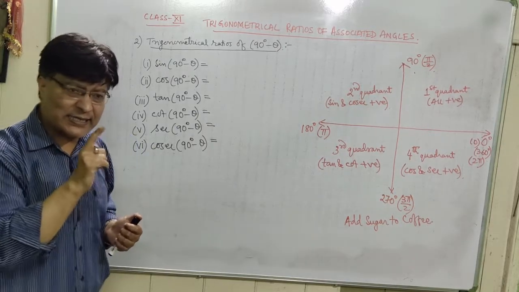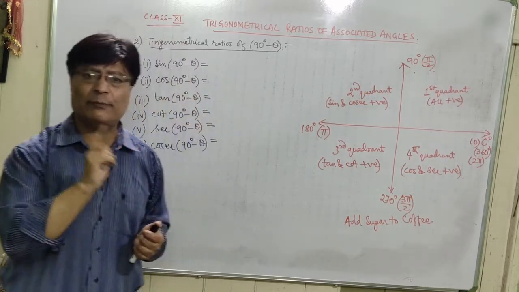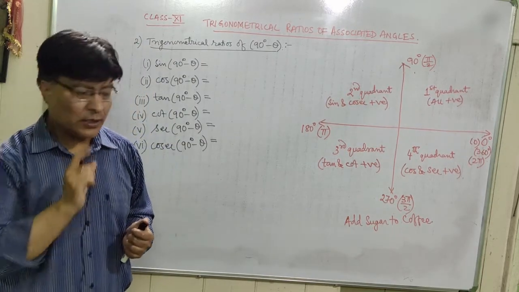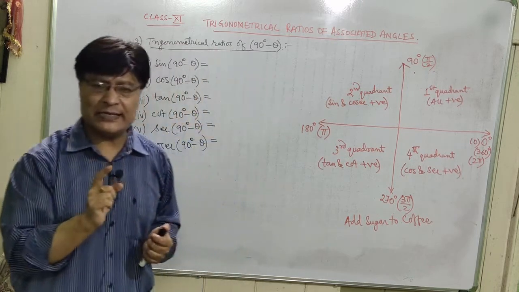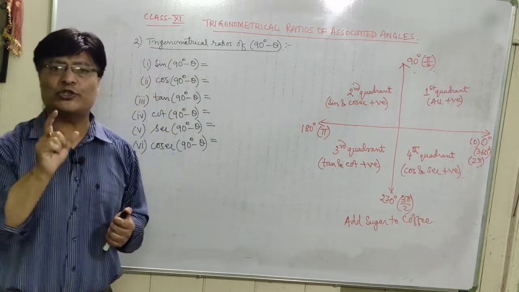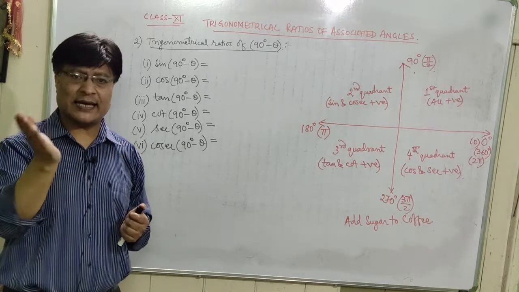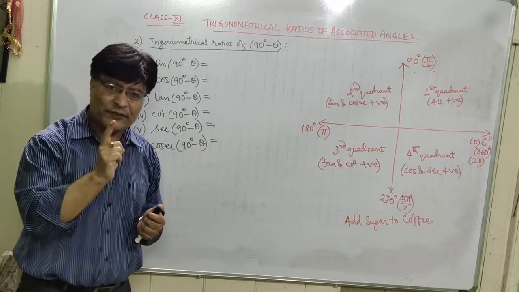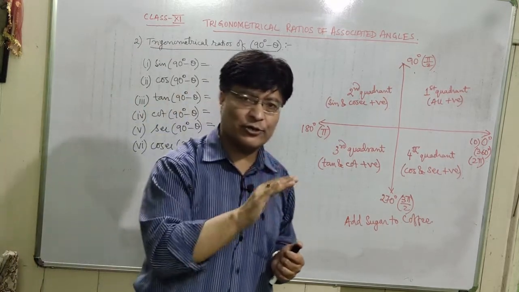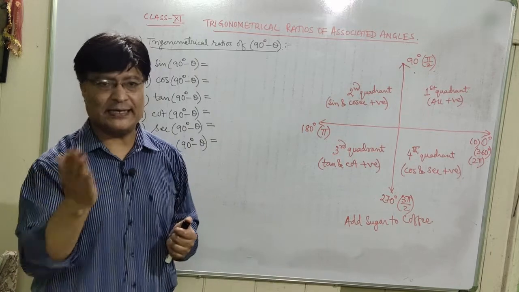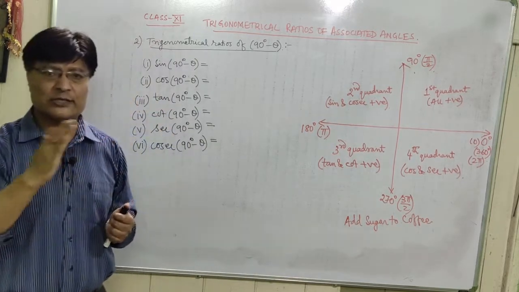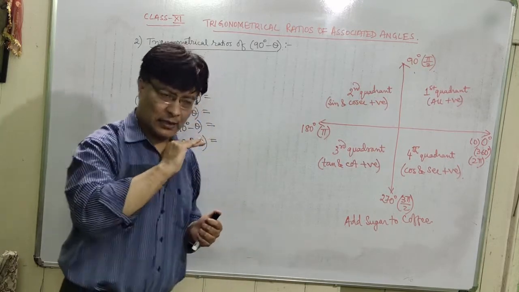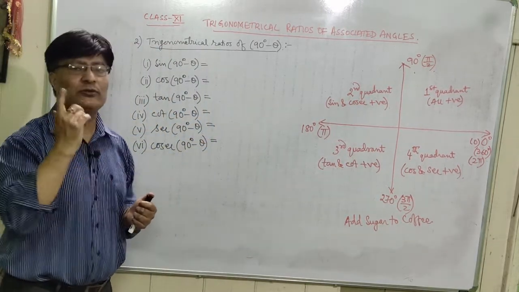But if it is 90 degree into 2 or an even multiple of 90, trigonometrical ratios do not change. Sine remains sine, cos remains cos, tan remains tan, and so on. But if it is an odd multiple of 90, then trigonometrical ratios will change. That is, sine changes to cos, cos changes to sine, tan changes to cot, cot changes to tan, cosec changes to sec, and sec changes to cosec.